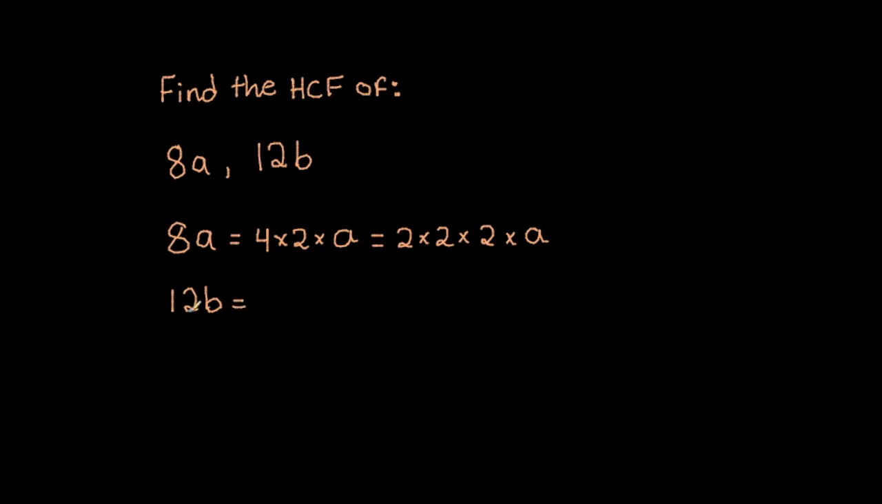Now the 12 here is the same thing as 4 times 3. So 12b is the same thing as 4 times 3 times b. Now the 3 is a prime number here. It cannot be broken down. The only factors of 3 are itself and 1. But the 4 can be broken down as we've seen in the previous example. The 4 is just 2 times 2. So I've just replaced the 4 with 2 times 2, and then we have times 3 times b.